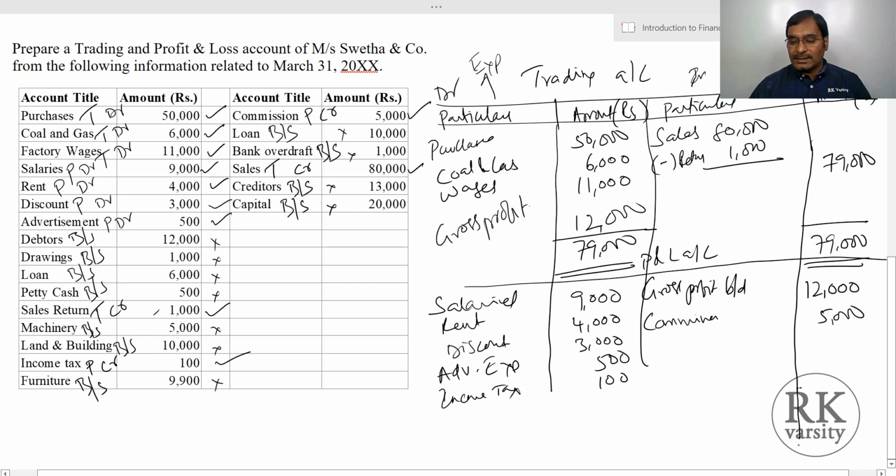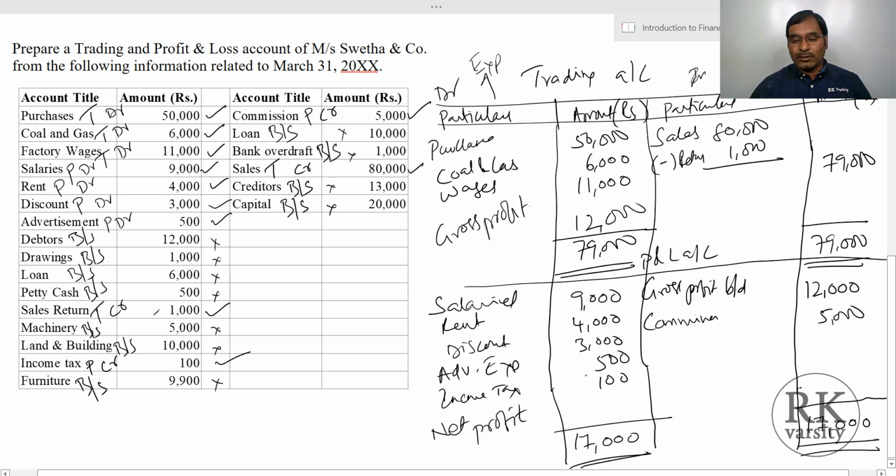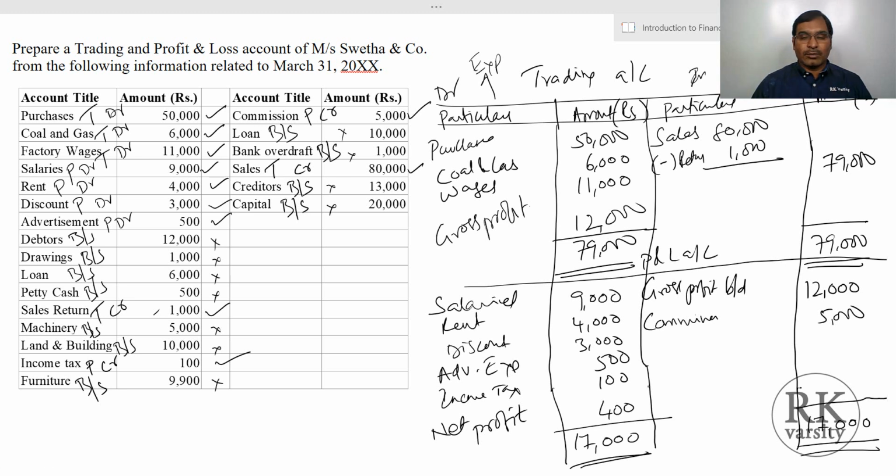Now we balance this. So this is 12,000 plus 5,000, 17,000, and here also we write 17,000. Then we'll determine the net profit. So net profit equals 9,000 plus 4,000 plus 3,000 plus 500 plus 100, and the difference from 17,000 gives the net profit. So the net profit is just rupees 400. This net profit of rupees 400 will be transferred to the balance sheet. This is how you are supposed to calculate your trading and profit and loss account.